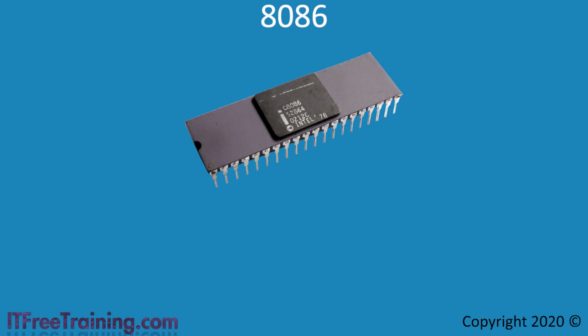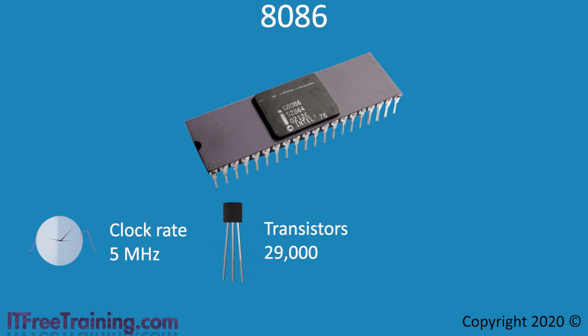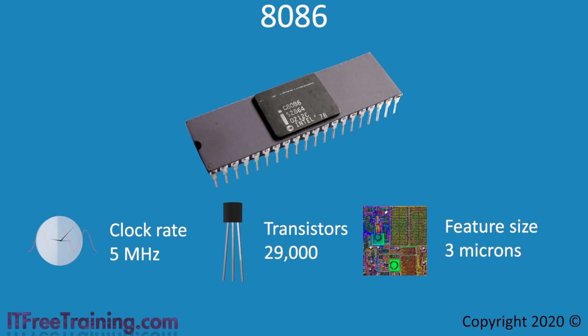This CPU is a 16-bit microprocessor. The minimum clock rate was 5 MHz. The CPU itself had 29,000 transistors. The size of each transistor in a CPU is referred to as the feature size. For this CPU, the feature size is 3 microns. A micron is 1/1,000,000th of a meter. To put it in perspective, a human hair is 60 microns.